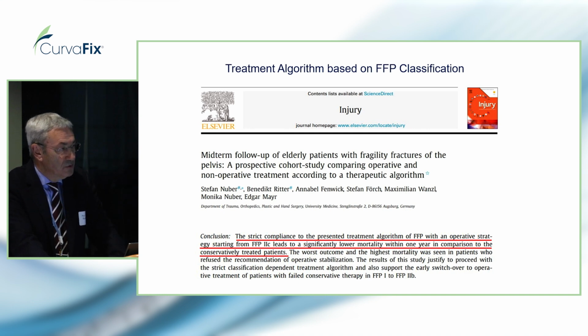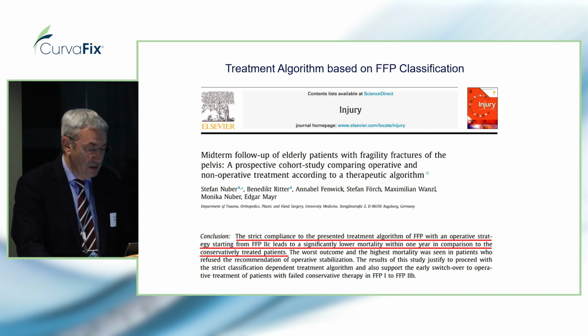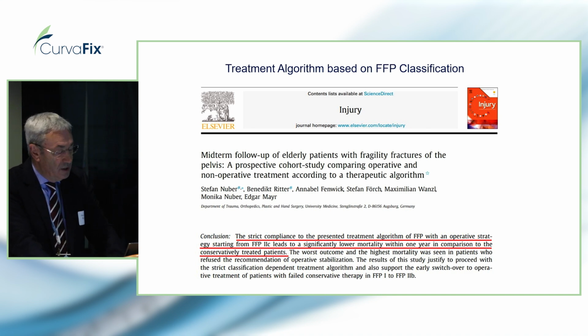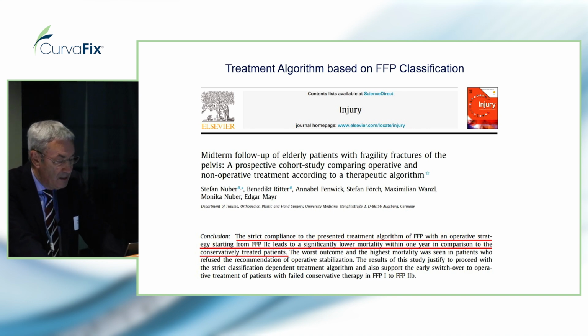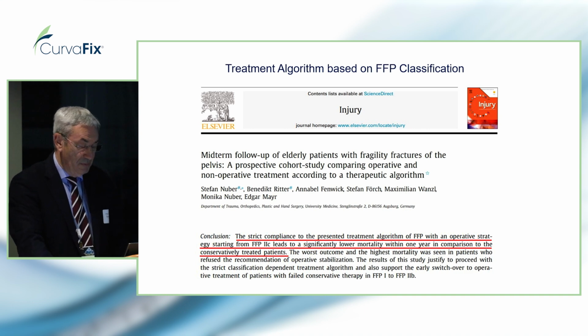The classification and also the treatment algorithm that we follow was endorsed by another publication that came out last year from the Augsburg group, and they concluded the strict compliance to the presented treatment algorithm with an operative strategy starting from a complete sacral fracture, FFP2C, leads to a significantly lower mortality within 1 year in comparison to the conservatively treated patients. And the next sentence is also important. The worst outcome and the highest mortality was seen in patients who refused the recommendations of operative stabilization.